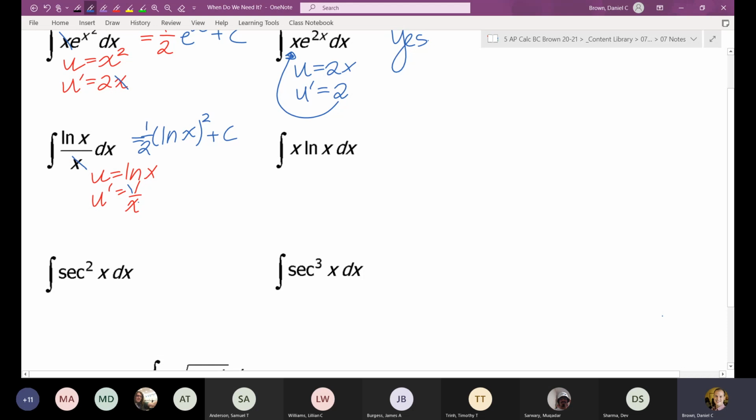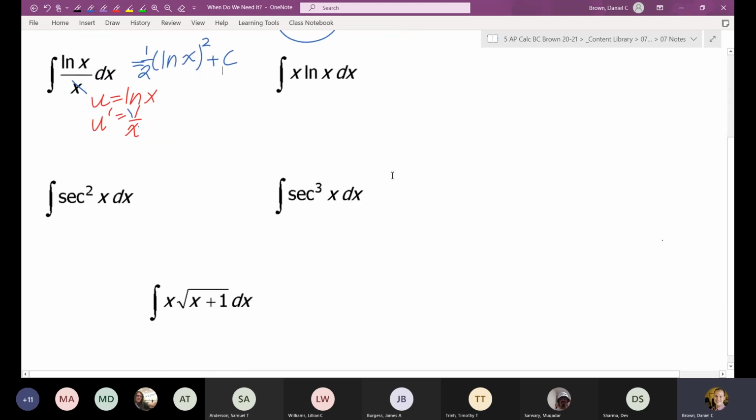The one next to it is one that we don't know how to do. We have this product. If we let u be the natural log of x, it doesn't really cancel with that x, and it doesn't really make sense to let u be x because we still have a product. This is one where there's no rewriting; it's definitely going to have to be integration by parts.